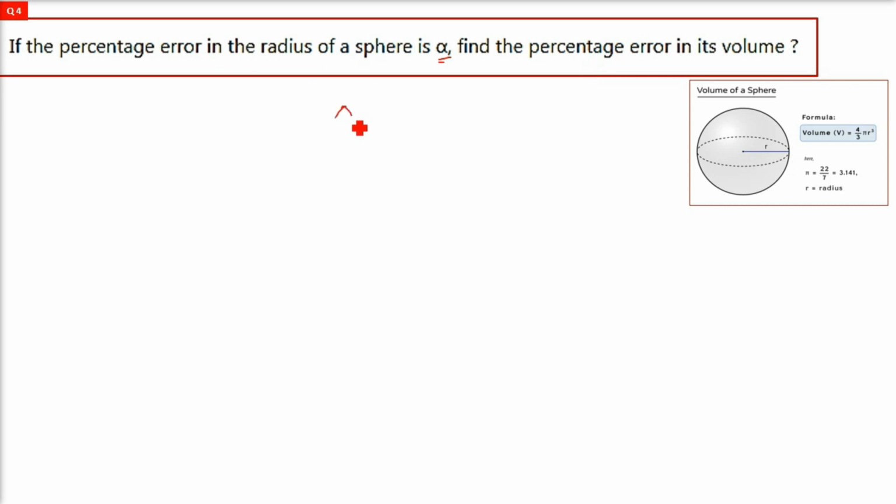So percentage error, delta x by x into 100. This is the percentage error. Now radius is what we are taking as x to make it simpler. So radius is x. Now the percentage error in the radius of a sphere is alpha. Find the percentage error in its volume. Let us call volume as y. Volume is 4 by 3 pi x cube, because radius we have taken as x.